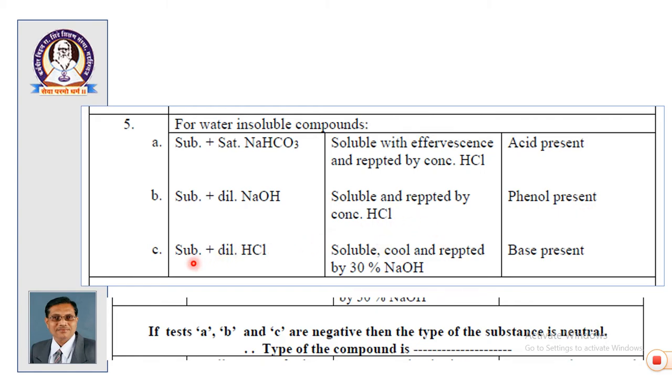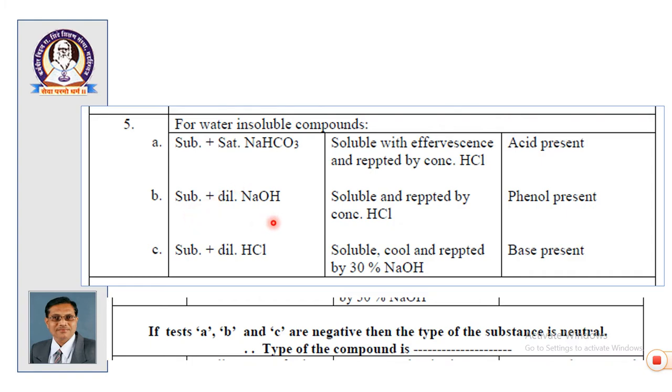Okay. Third, if acid and phenol are absent, then you have to try for base. Substance plus dilute HCl. In this case, if it is soluble, then cool it and add 30% NaOH. If reprecipitation is there, then it is indicating presence of base. Actually, what is the chemical change? These substances are water insoluble. Acid, phenol, base, all are water insoluble. Then when you treat the substance with bicarbonate, it gets converted into sodium salt of acid, which is water soluble.